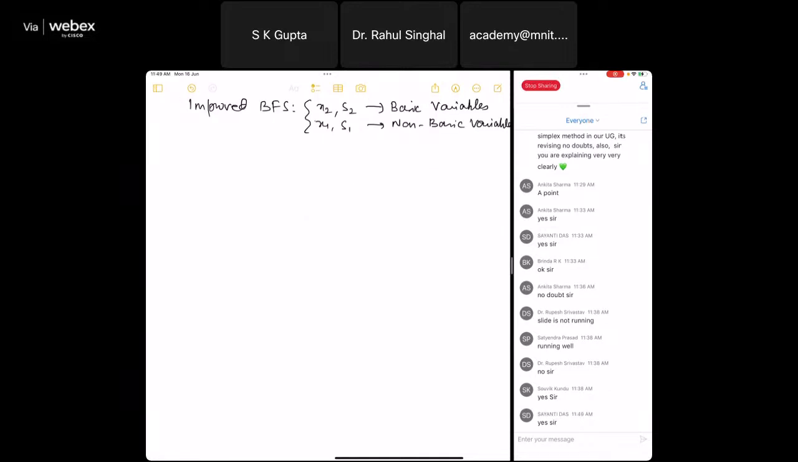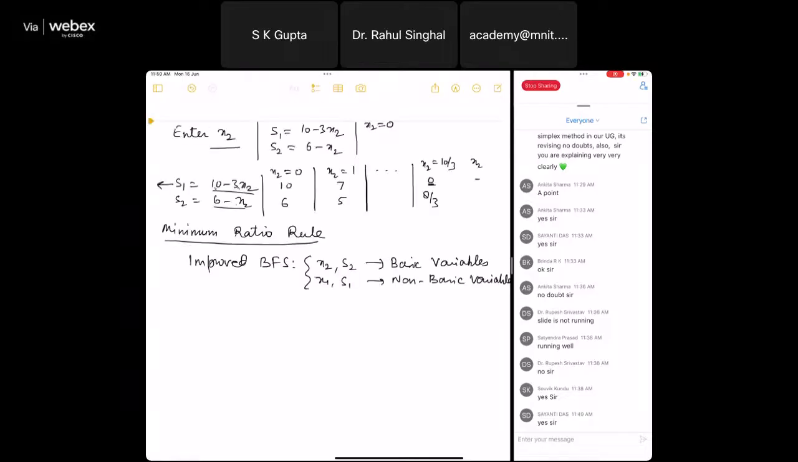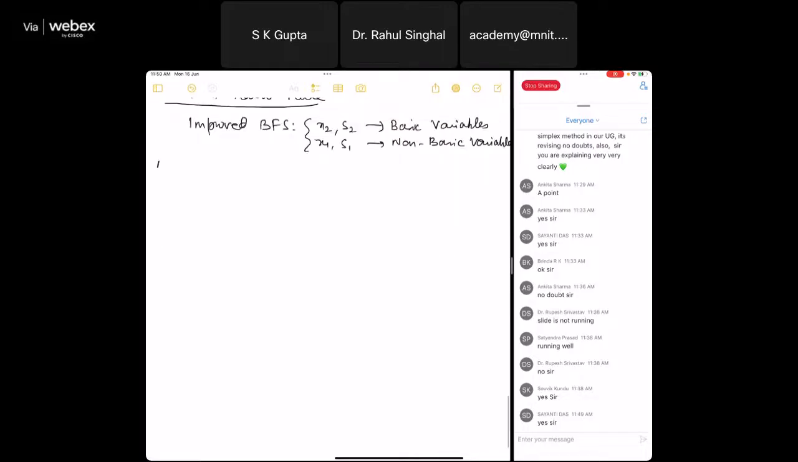Okay. So let us take one table, and we will try to see how the table works now. It will be clear to you from the table also. So let us take the same example. The example is maximize Z equal to x1 plus 5x2, subject to the conditions minus x1 plus 3x2 plus s1 equal to 10, and x1 plus x2 plus s2 equal to 6, and all variables non-negative.